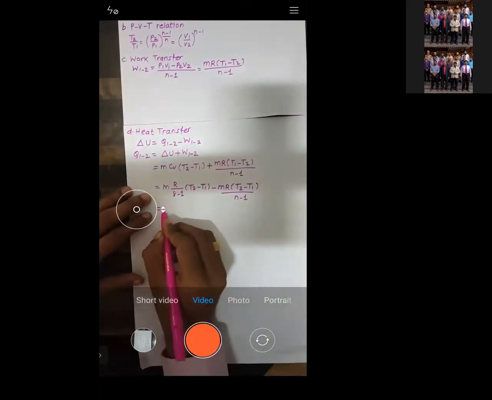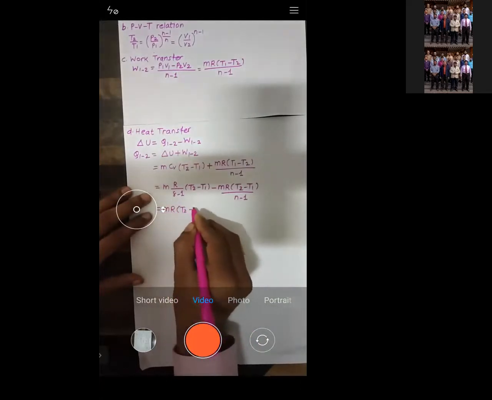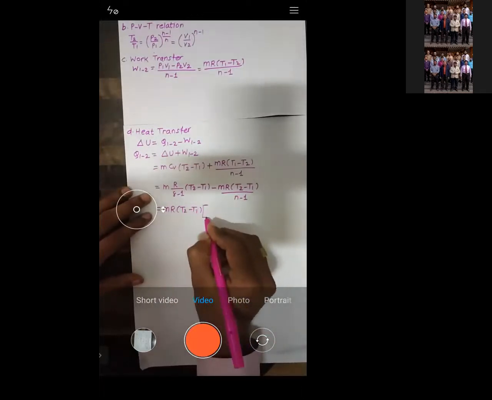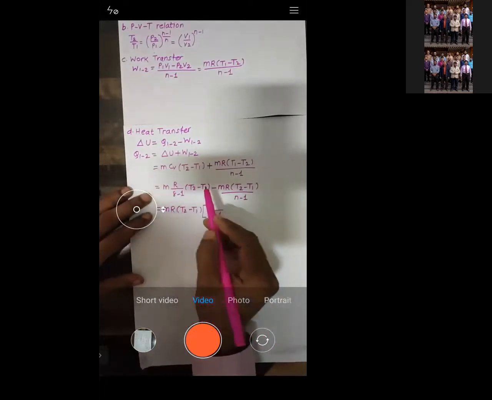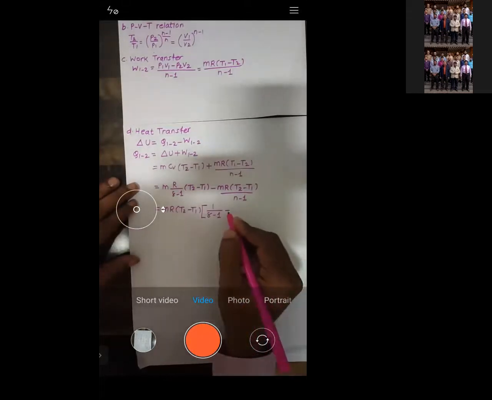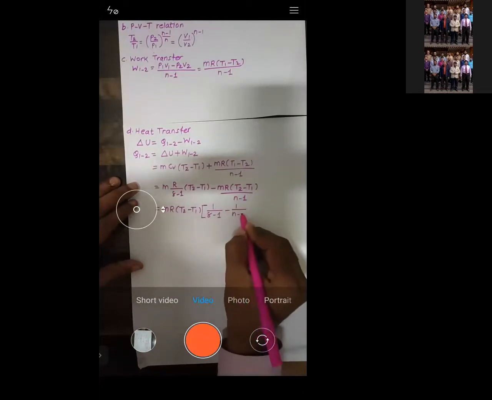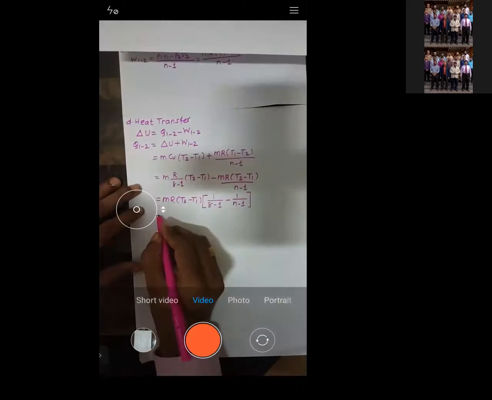What we'll do is take m R (T2 minus T1) common. What is remaining? 1 upon gamma minus 1, minus 1 upon n minus 1. Try to understand. We'll simplify it one more time.